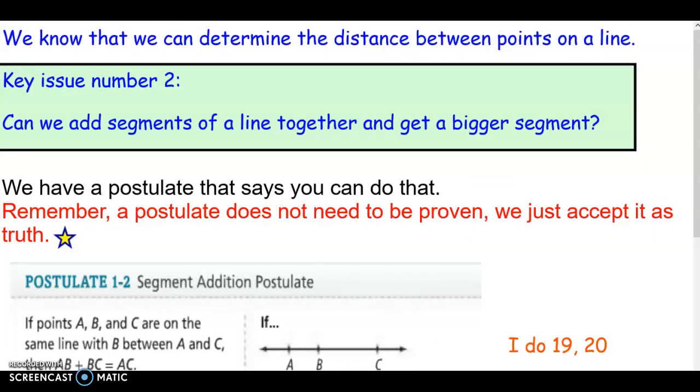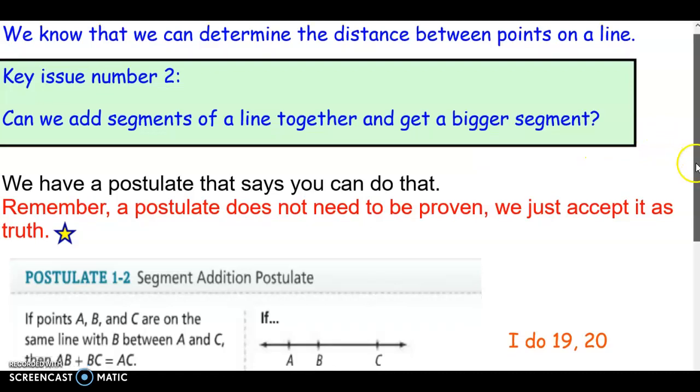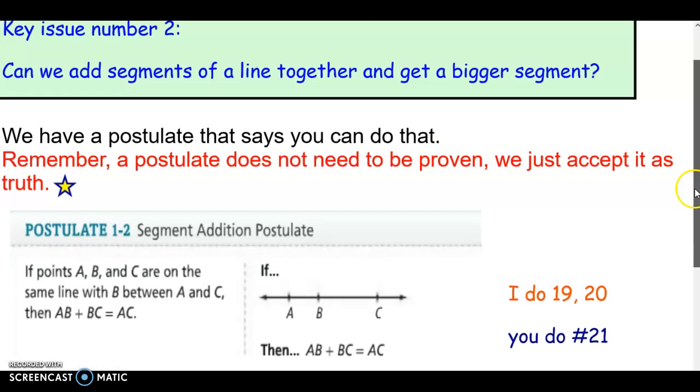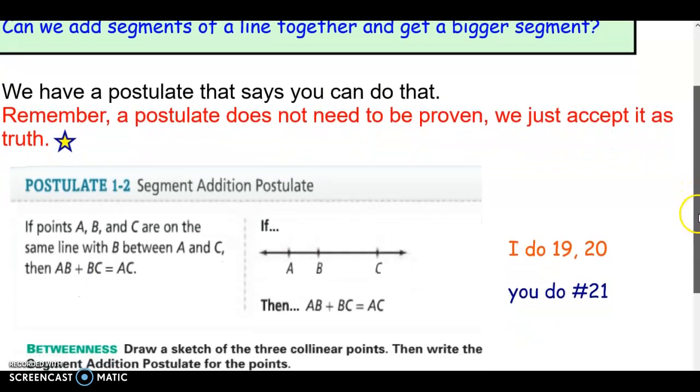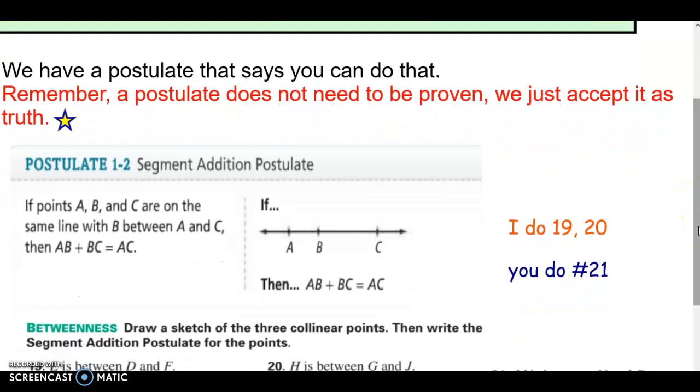All right, so we know we can determine the distance between points on a line. Question number 2. Can we add segments of a line together and get a bigger segment? Well, that makes sense. If I have a small segment and a small segment, I can add them together to get a bigger segment. And we actually have a postulate that says that we can do that. And you need to remember, a postulate does not need to be proven. We just need to accept it as true.